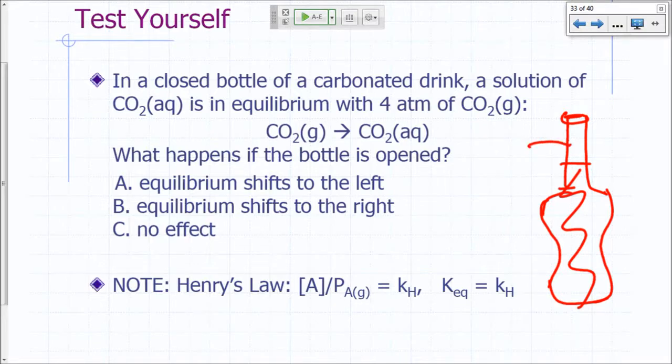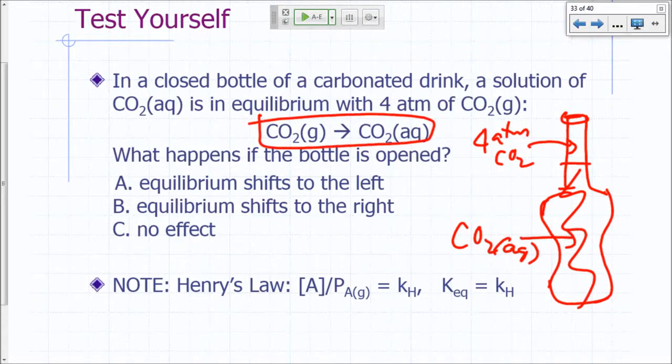All right. So there are 4 atmospheres of CO2 gas here, and you've got CO2 in your soda. What happens if the bottle is open? Here's the equilibrium. There's an equilibrium between CO2 in the gas phase and CO2 in the aqueous solution. And then you open it up. What happens when you open it up? The equilibrium shifts to the left or to the right? Or does it have no effect?